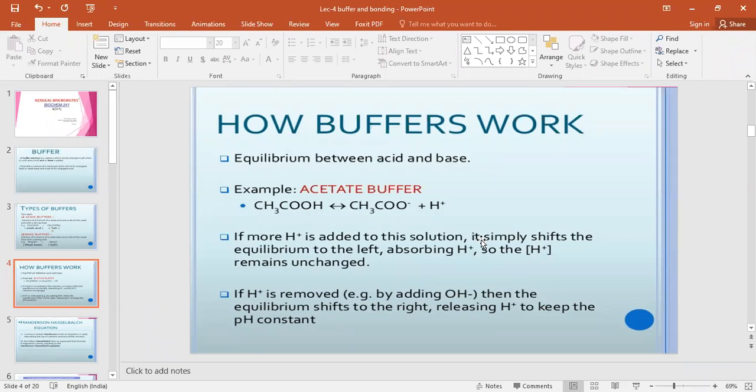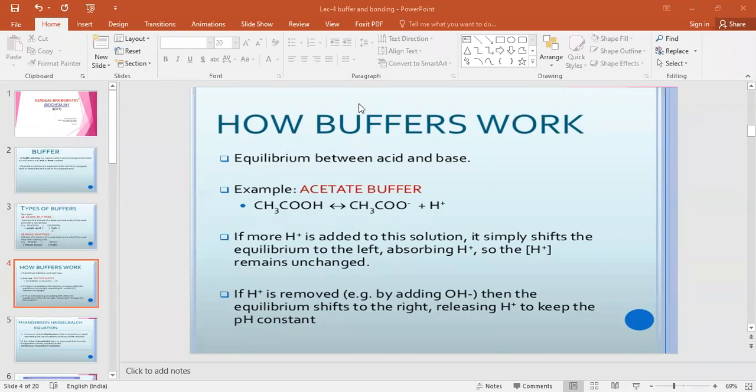H plus ion is removed. Okay, if you remove the H plus ions or you add the OH minus ion, then what happens? Equilibrium shifts to the right hand side. And what happens when you shift the equilibrium to the right hand side? It releases the H plus ions to keep your pH level constant.